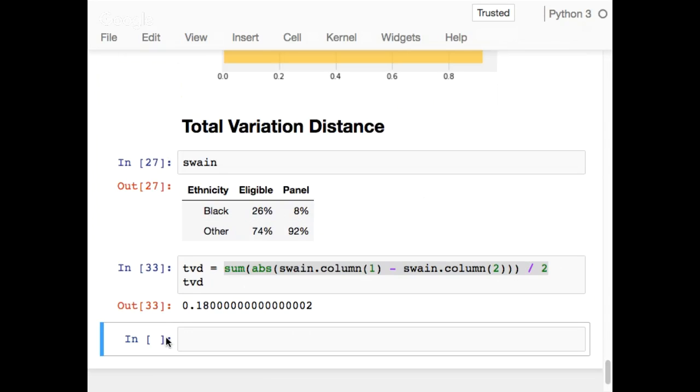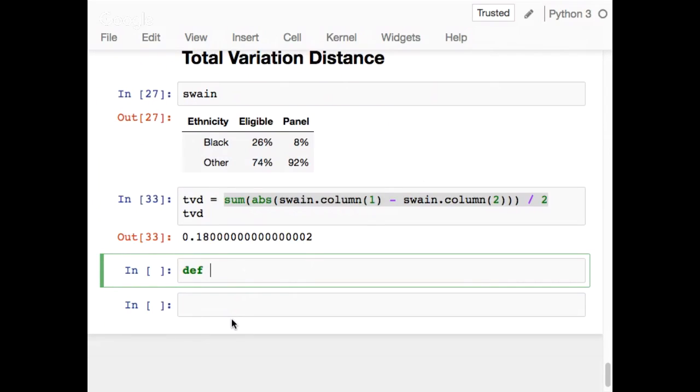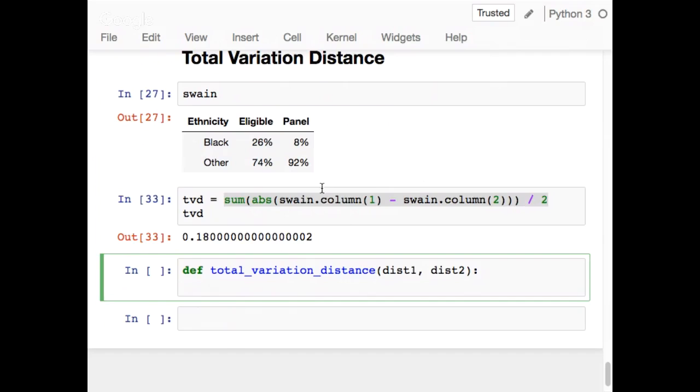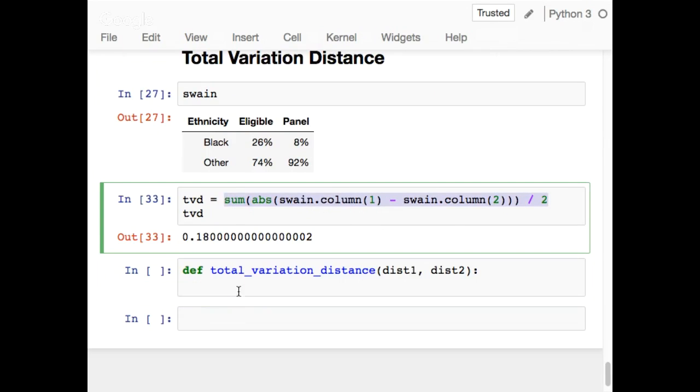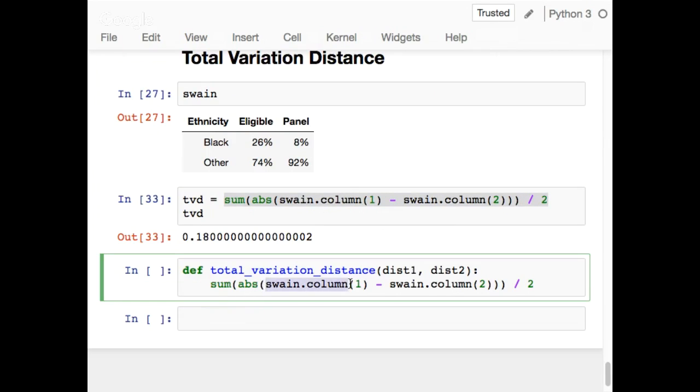What I'm going to do now is simulate. Well, first, I think I'm going to use this TVD a lot, so I'm going to define a function to do this calculation, so I don't have to do it every time. So total variation distance. It takes in two distributions, which are just arrays. So I'm going to call this dist1, dist2. Basically, it's just this. Instead of using Swain dot column 1, I'll just use dist1. Column 2, dist2.